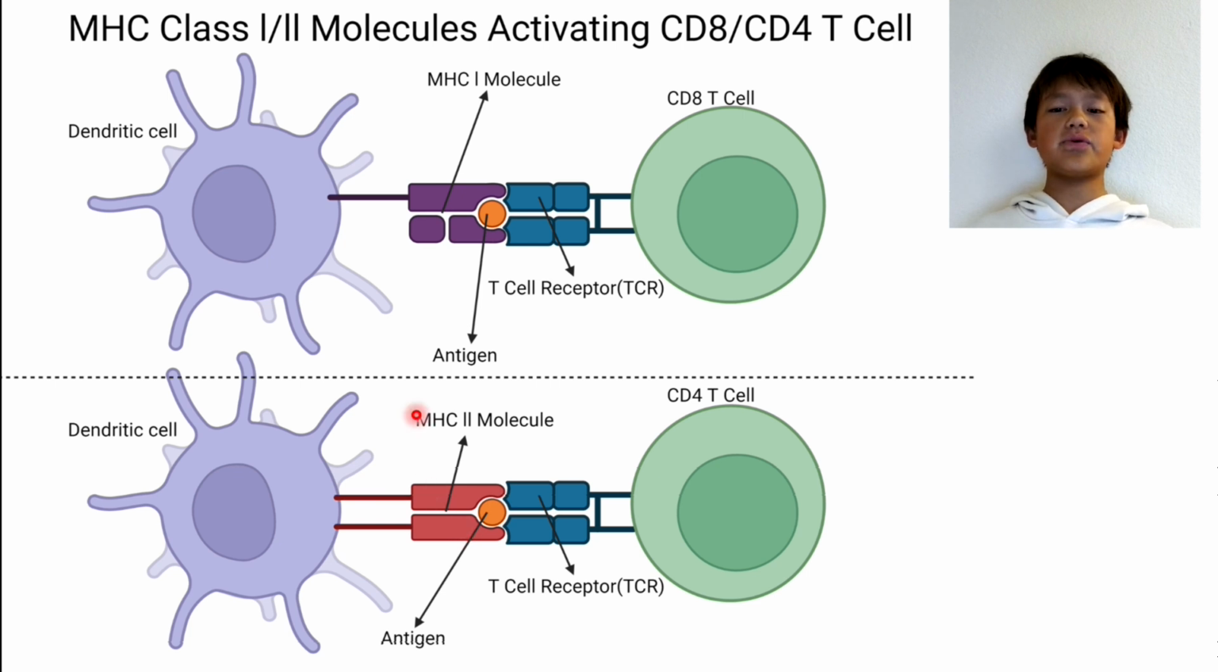The second main difference between the two molecules is that MHC class I can be found on most nucleated cells, but the MHC class II can only be found in specific antigen-presenting cells, like the dendritic cell and macrophage. The third main difference is that the MHC class II is able to present longer antigen fragments due to its structure. And finally, the fourth main difference is that the MHC class I activates CD8 T cells, while the MHC class II activates CD4 T cells.